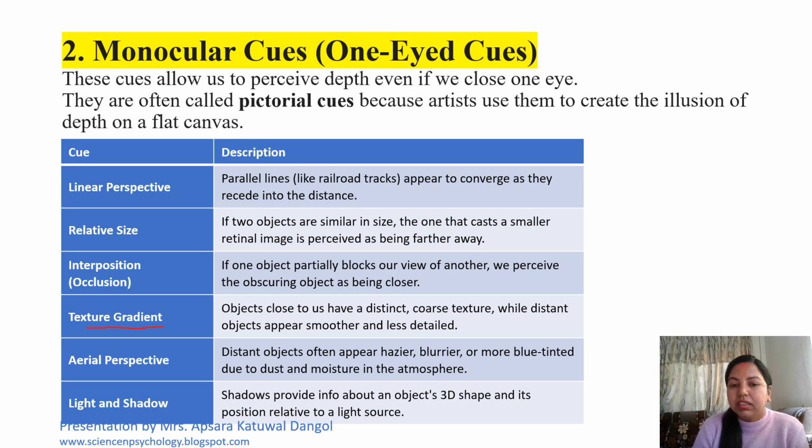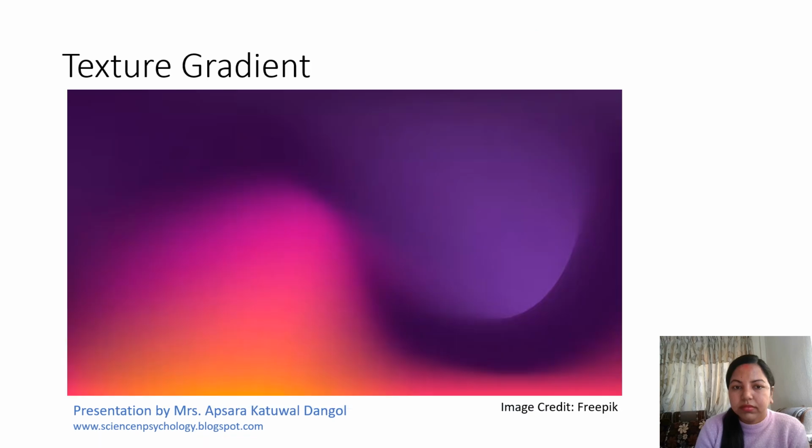I mean to say, you just see your wall. If you look at it closely, you will find the distinct coarse texture. But if you see it from a distance, what happens? You will see it is very smooth and less detailed. So suppose this is the wall. If you go and look closely, you will feel the coarse texture. But if you see it from far, you will feel like it is a smooth one.